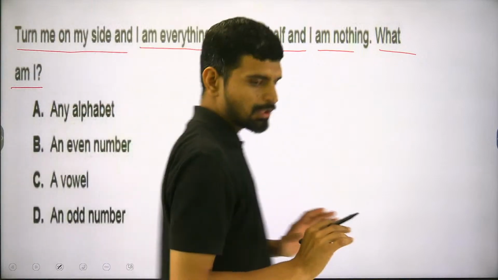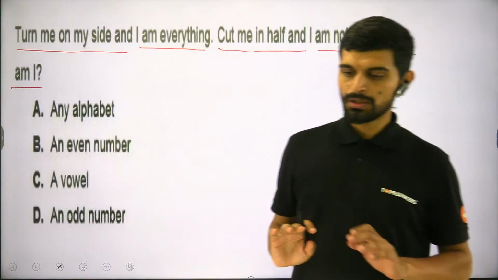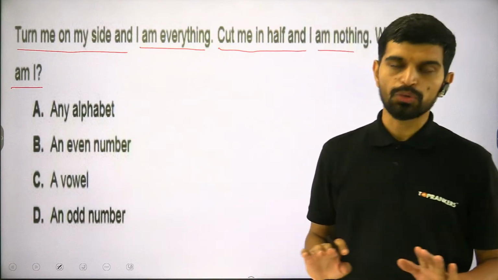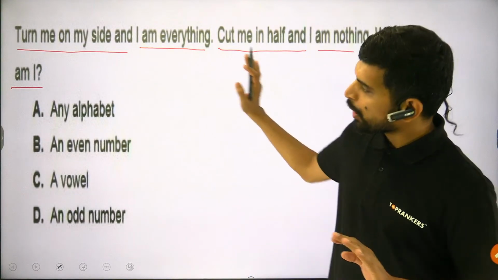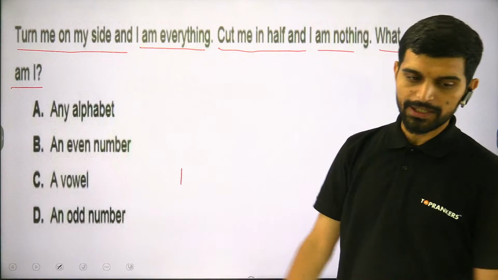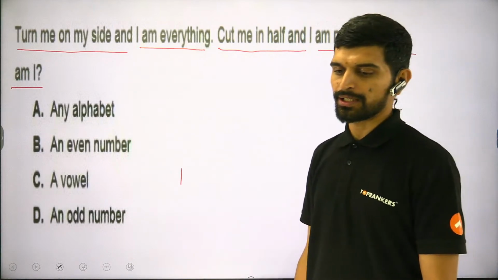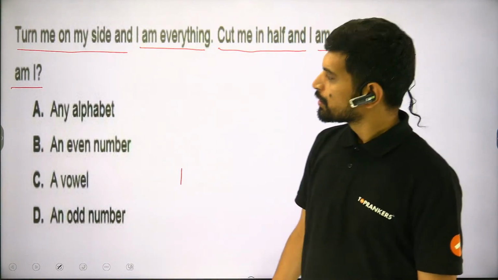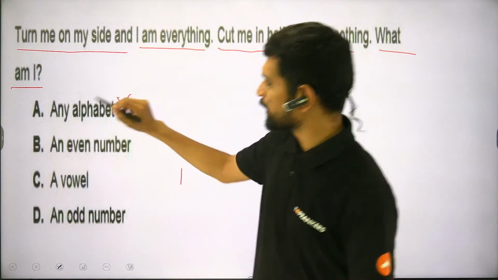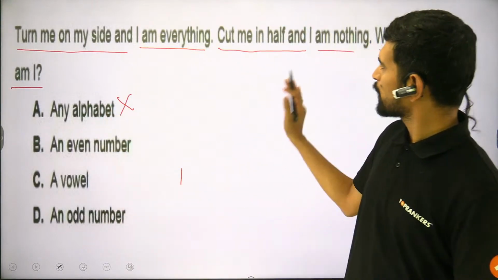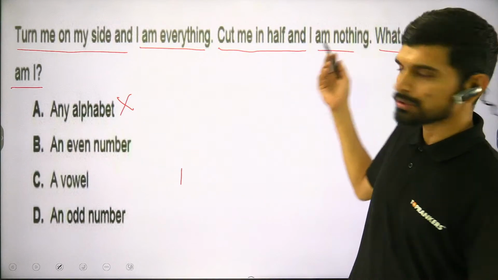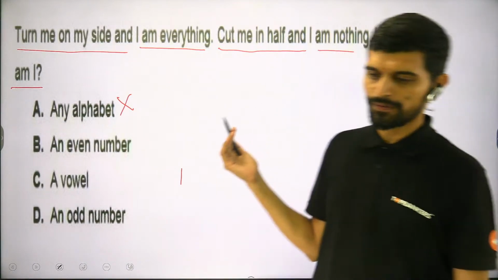So let's think with common sense. Some of the options you can directly eliminate. So the very first option that I'll eliminate is any alphabet. Any alphabet, if you cut it in half, it will become nothing. That is not going to happen, right?